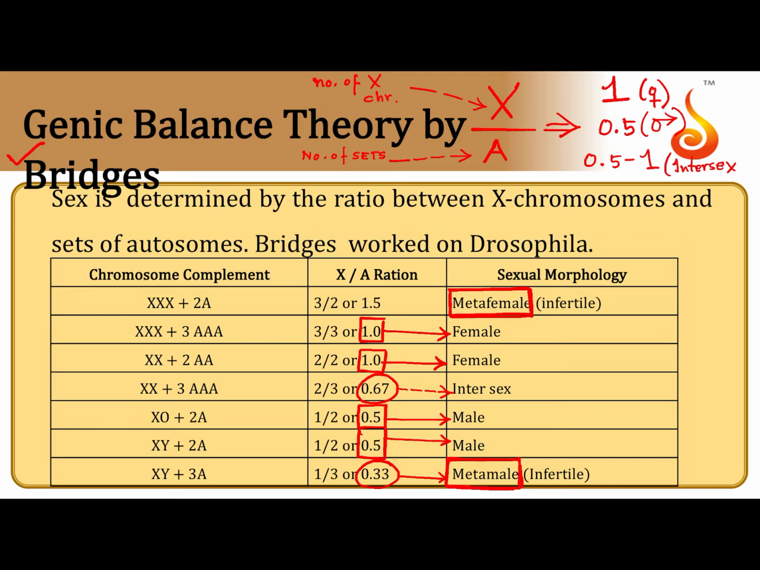So this was the Genic Balance Theory. The number of X chromosomes in the numerator and the number of sets of autosomes in the denominator give us a value that helps determine the sex. It is actually a balance of genes located on the X chromosome and the genes located on the autosomal chromosomes, and a delicate balance and interaction between these genes is responsible for the determination of a specific sex.